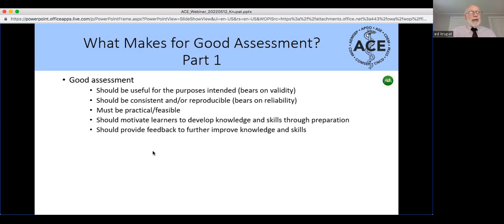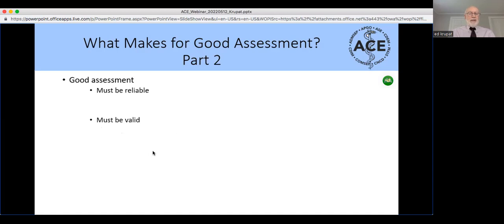That's the only way you ever got feedback on Step 2 CS, if you failed. And I'm not so thrilled about that. But ideally, good assessment provides feedback.